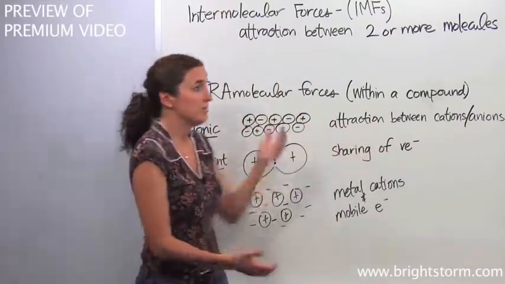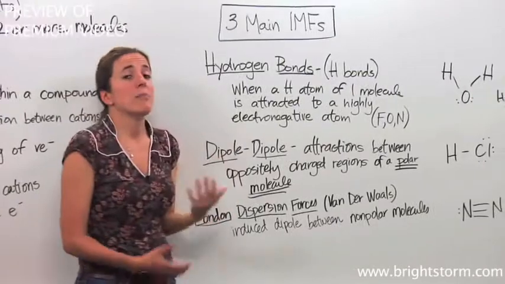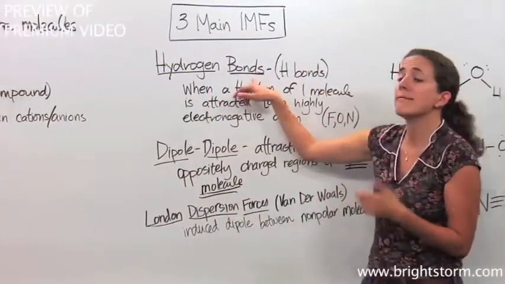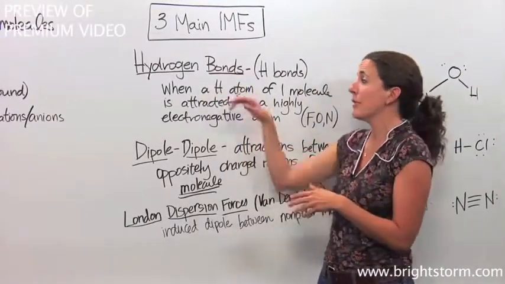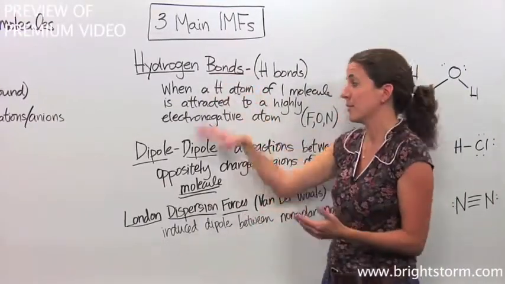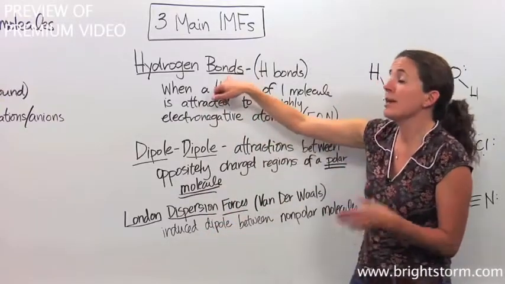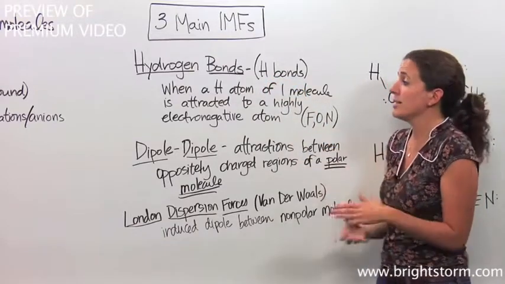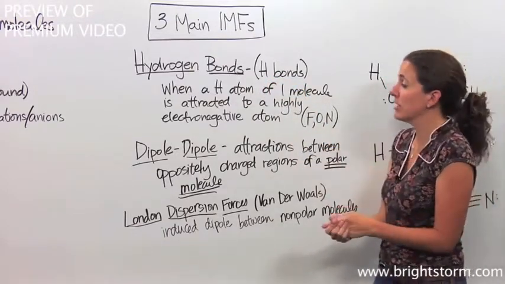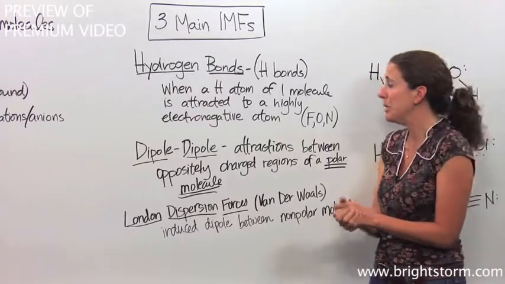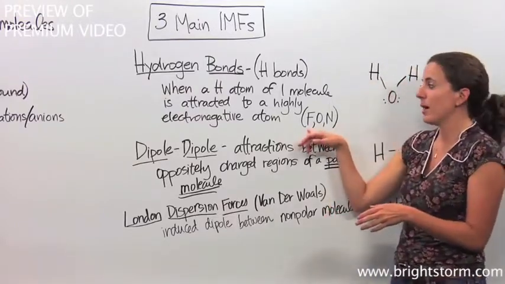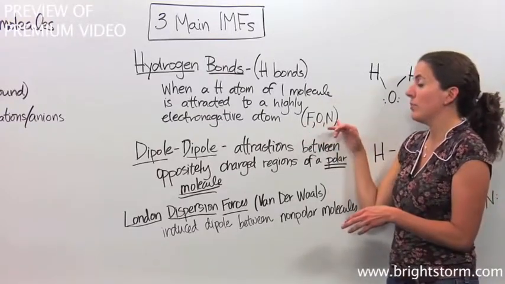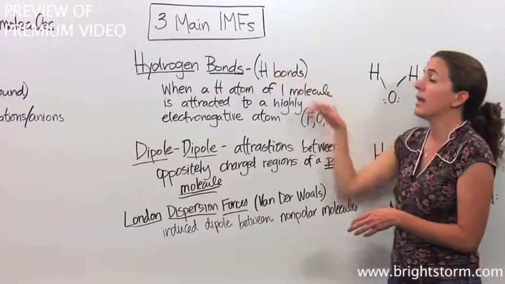So let's talk about those. There are three main IMFs. The first one is called hydrogen bonds. This is deceiving, because hydrogen bonds are not really bonds. They're called bonds because they're very strong in comparison to the rest of them. You might have seen them called H bonds. It's when a hydrogen atom of one molecule is attracted to a highly electronegative atom of another molecule. The highly electronegative atoms I'm talking about are F, fluorine, oxygen, and nitrogen. These are the only ones hydrogen can be bonded to in order to make hydrogen bonding.